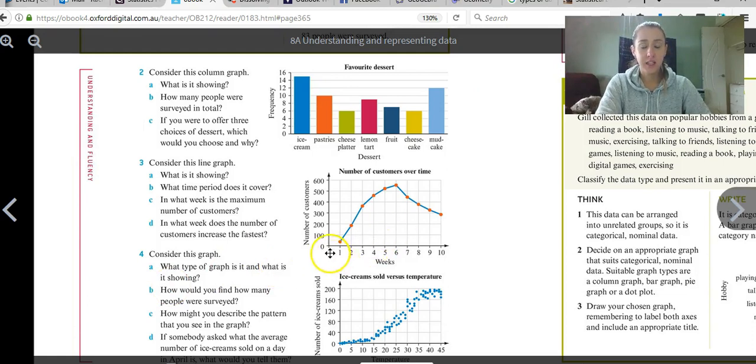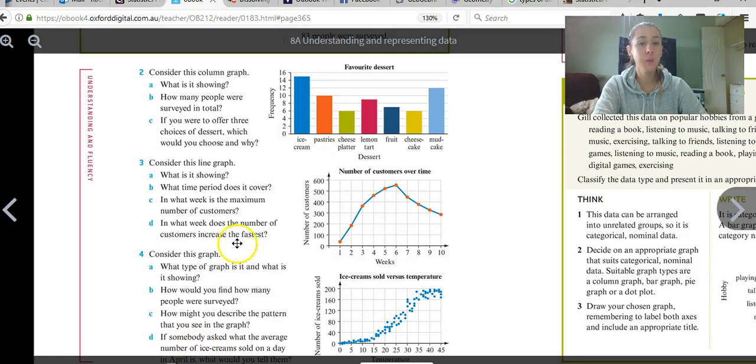Let's move on to this line graph. We know it's a line graph because it's connected by a line through the points plotted on the graph. So it's showing the number of customers over time. That's our title. We've got our weeks listed across our x-axis and the number of customers up our y-axis. So what it's saying is that at 1 week we had, say, 50 customers. At 2 weeks we've gone up to 200 customers. At 3 weeks we're right up at probably 375, I'd say 350, and so on.